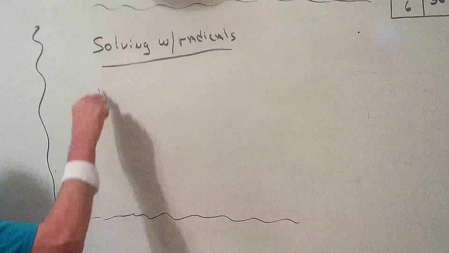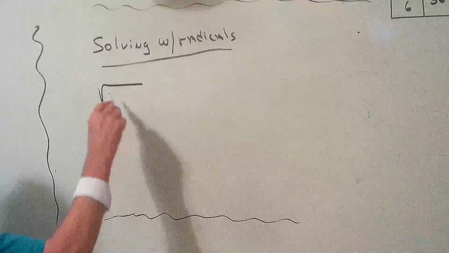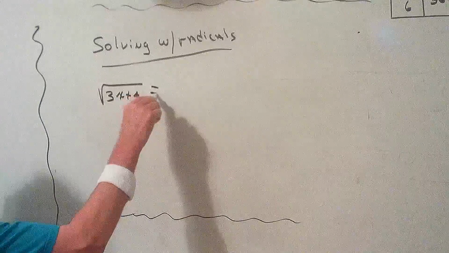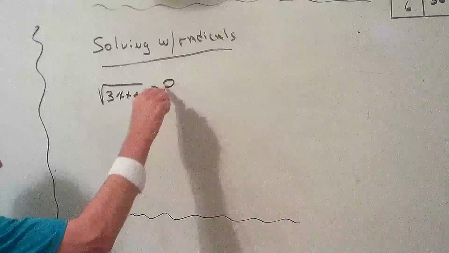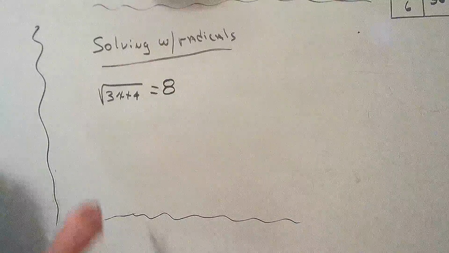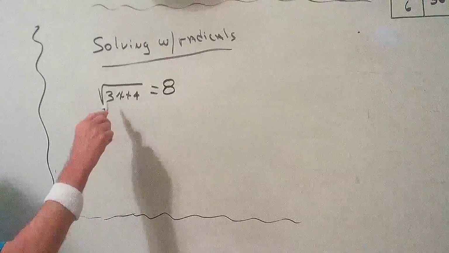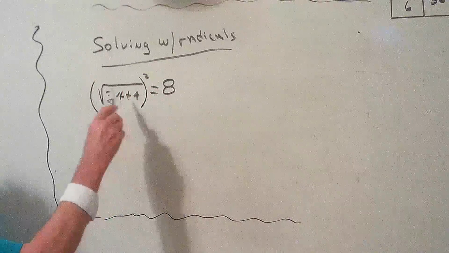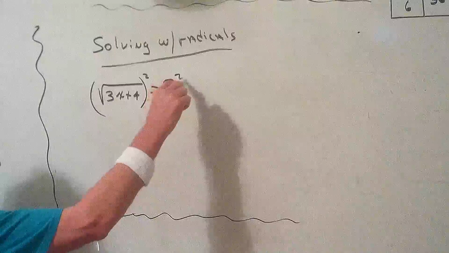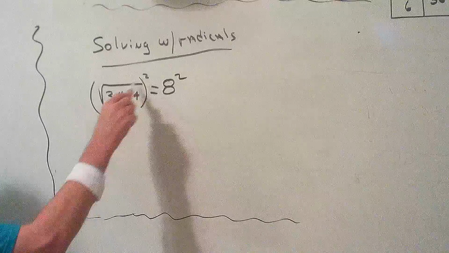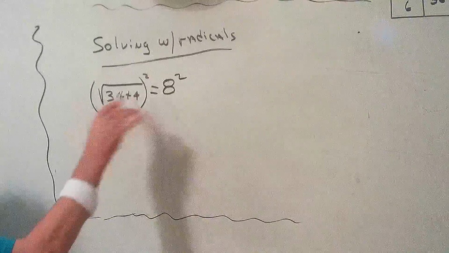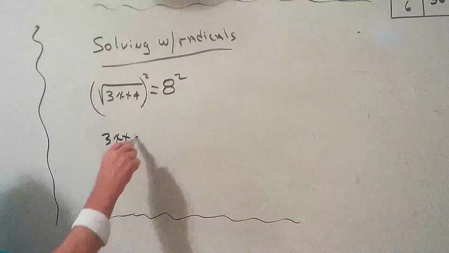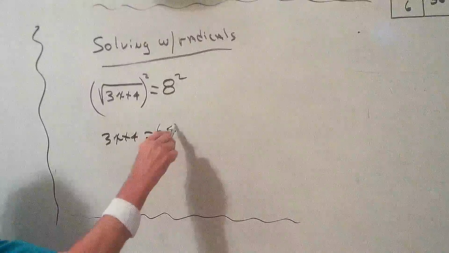So if we have the square root of 3x plus 4 equals 8, again, how do we get rid of the radical? That's the first thing we want to do, we square it. And again, whatever you do to one side, you have to do to the other side. So when you square a square root, the radical just goes away. So we have 3x plus 4 equals 64.